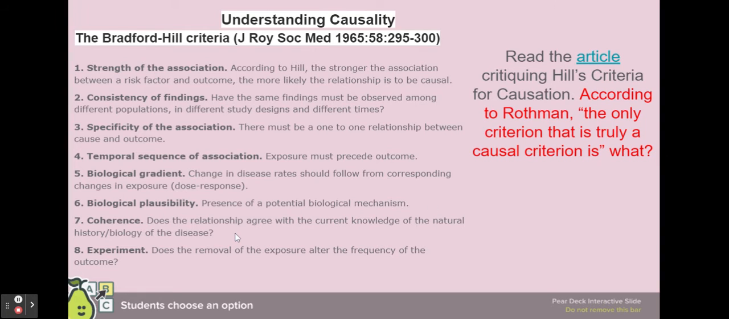Coherence. Does the relationship agree with the current knowledge of the natural history and biology of the disease? Does it agree with other findings about that particular disease? Is it consistent with those other findings? Experiment. Does the removal of the exposure alter the frequency of the outcome? If somebody is not exposed to nicotine and they don't smoke, do they have the same frequency of lung cancer? So we would actually do an experiment to determine those things. We wouldn't force people to smoke, but we would look at existing data.